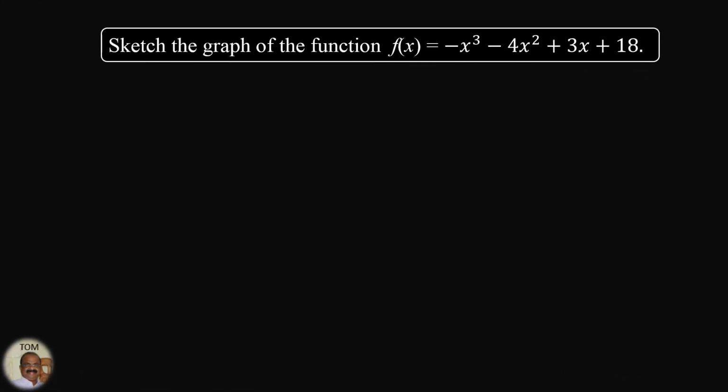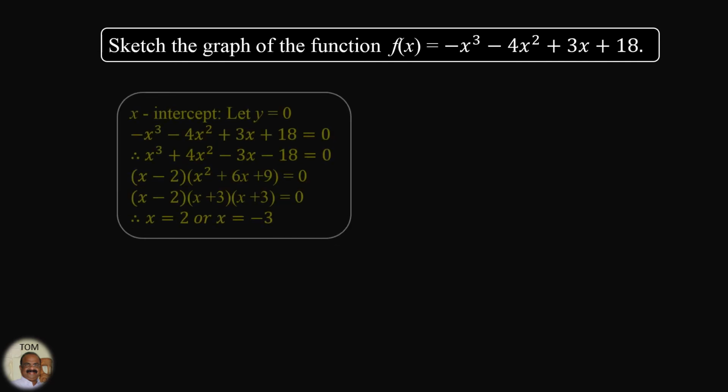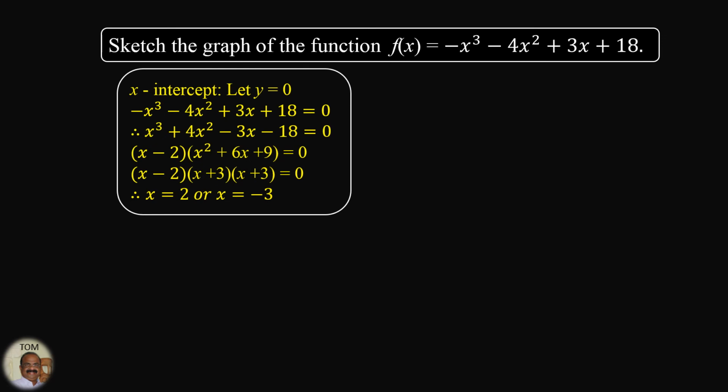Moving to another question, we are learning how to sketch the cubic functions. Minus x cubed minus 4x squared plus 3x plus 18. X-intercept. Minus x cubed minus 4x squared plus 3x plus 18 equal to 0.